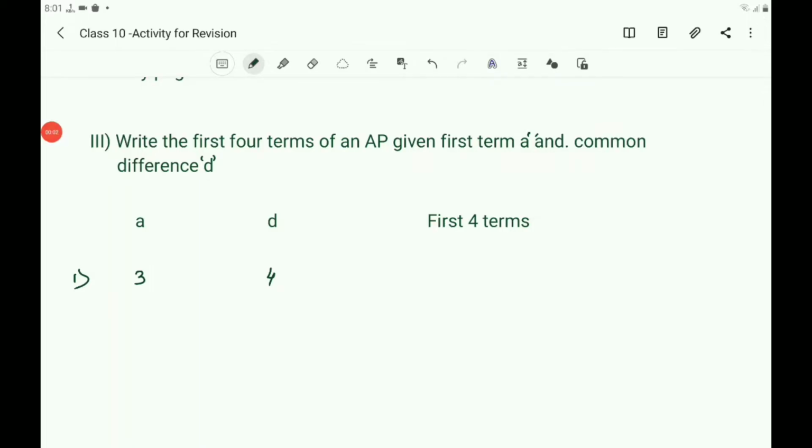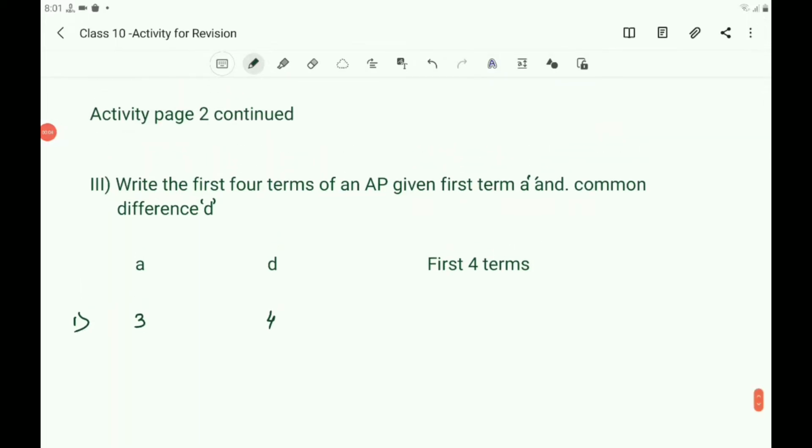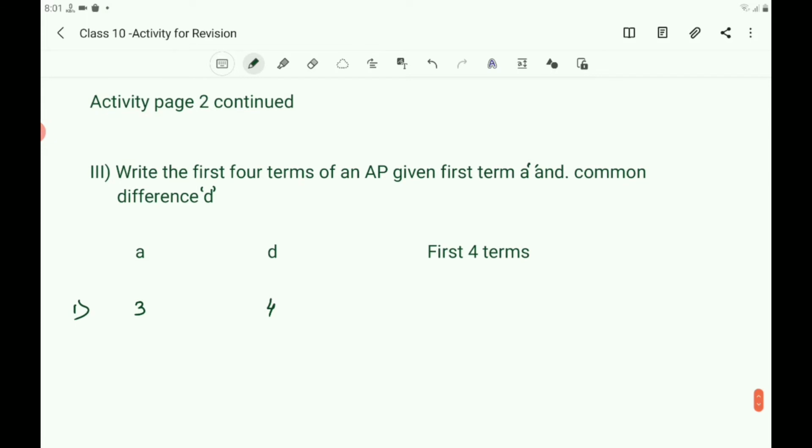Dear children, let us continue the second page of the activity of arithmetic progression, that is the third question here. What is the third question? Write the first four terms of an AP given first term A and common difference D. Here the first term is given and common difference is given.